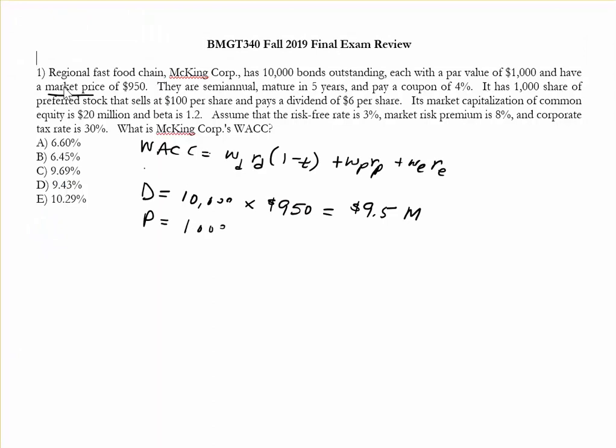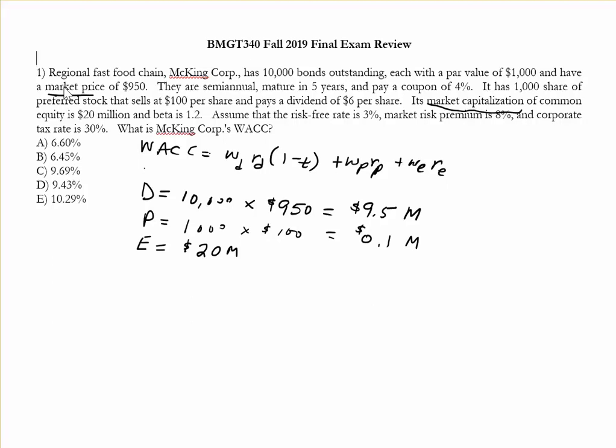We're told that there are 1,000 shares of preferred stock, which has a market price of $100 each, so that gives us a market value of $0.1 million of the preferred, and the common stock is given to us directly with a market cap of $20 million. So the market capitalization is the market value.